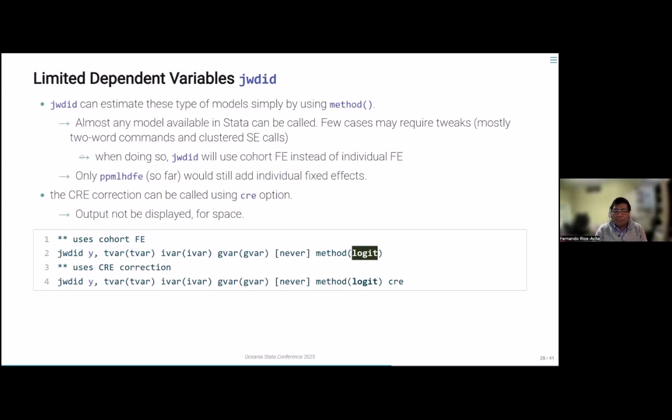The second approach is to use, again, the CRE option, which is nothing else than saying CRE. It will automatically estimate the mean variables for each variable in the specification and correct it for you in the model.